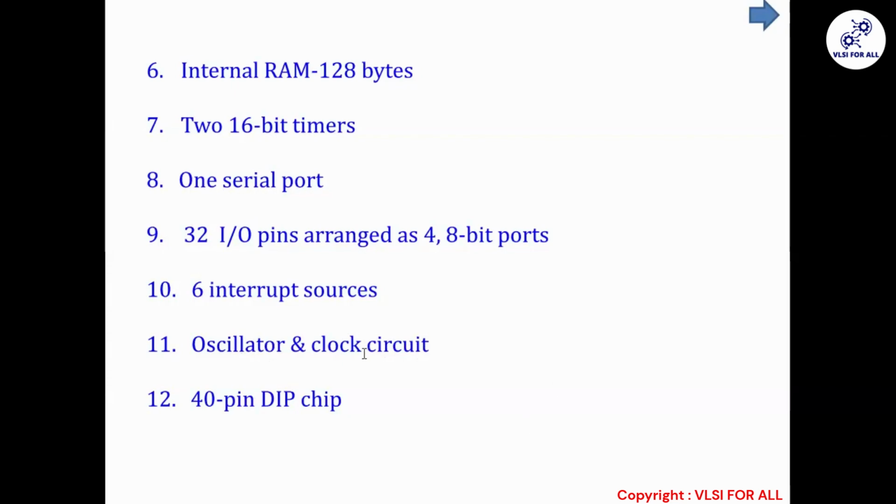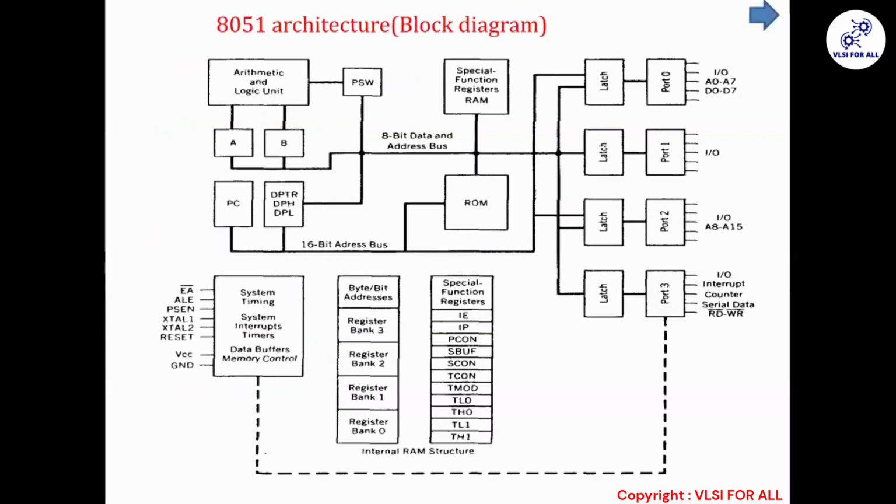That's why we need a clock circuit as well as the oscillator. I have shown you the oscillator. And then 40 pin. How is my IC? It is the 40 pin dual inline package IC, 20 pin on one side, 20 pin on the other side. That way, a 40 pin DIP chip is my 8051. So this is just the introduction to the 8051 and the block diagram of 8051.